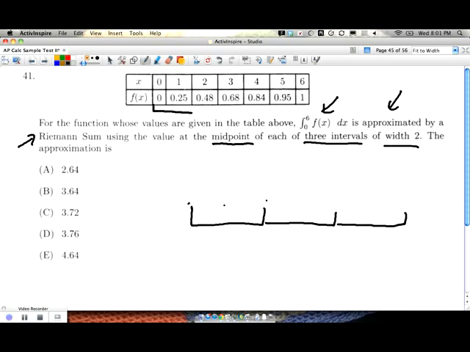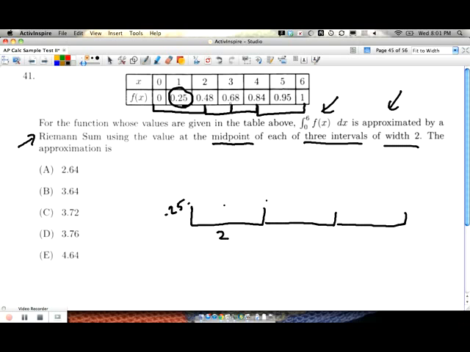Well, here's my first box from 0 to 2, then my second box is going to go from 2 to 4. Then my third box is from 4 to 6. That means I'm going to be using the midpoint as the height for each of those 3 boxes. So the first box has a height of 0.25 and the width is 2.